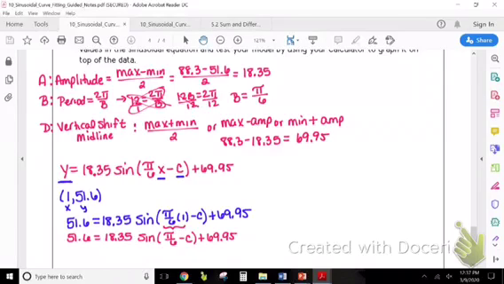Now notice that c is inside that sine function, okay? So we cannot separate those until the very, very end. And then we'll talk about that then. So how can I get that sine of the pi over 6 minus c by itself? Subtract the 69.95. Okay, subtract the 69.95.